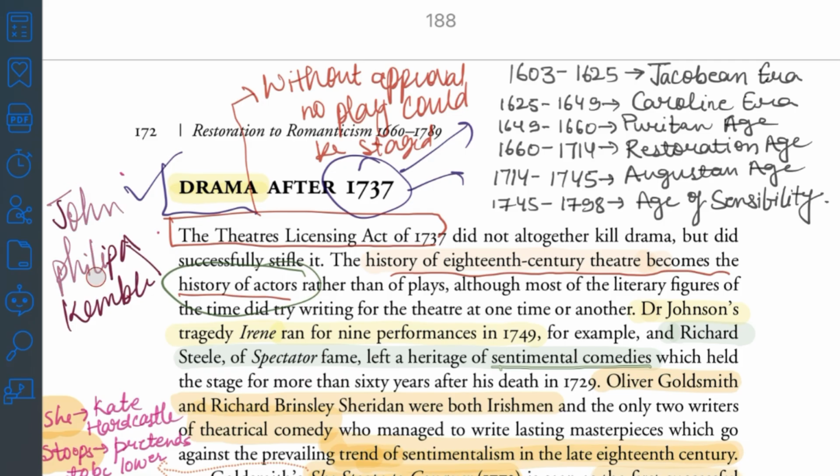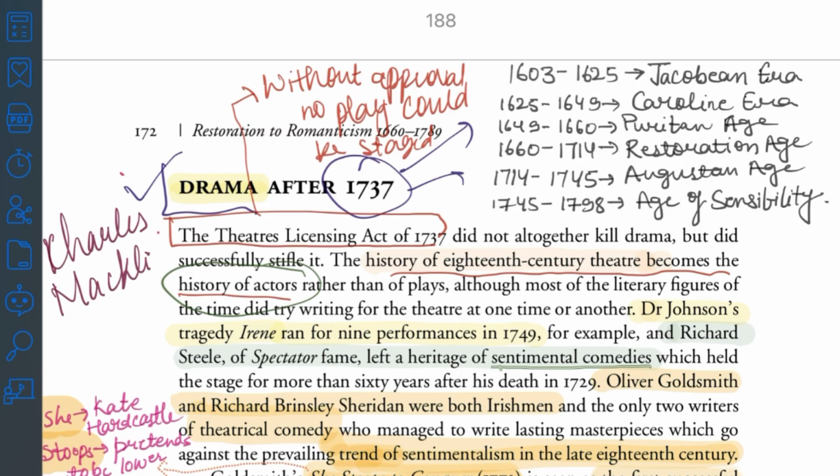Another actor, write his name. He is Charles Macklin. He is known for his role as Shylock, a famous role in Shakespeare's Merchant of Venice. He brought realism. Very important, you must know this.